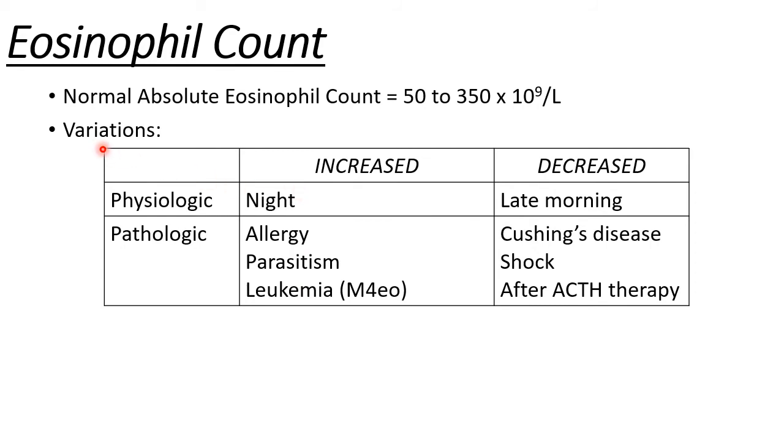We have to take into consideration that eosinophil count varies all throughout the day. Okay? In physiologic changes, meron tayong physiologic increase in eosinophil, lalo-lalo na sa gabi. Mababa lang yan pagdating sa late morning, 8 a.m. to 10 a.m. Pathologic naman kapag merong associated disorder: increased in allergy, parasitism, and leukemia, specifically your M4EO. Ano ba yung M4EO? M4EO, based on the FAB classification of leukemia, ang ibig sabihin nun is acute myelomonocytic leukemia with eosinophilia.